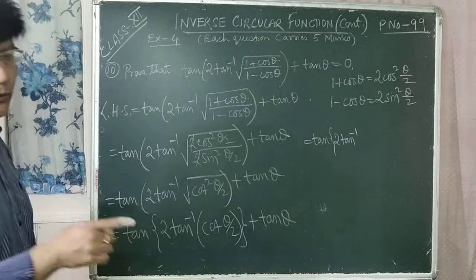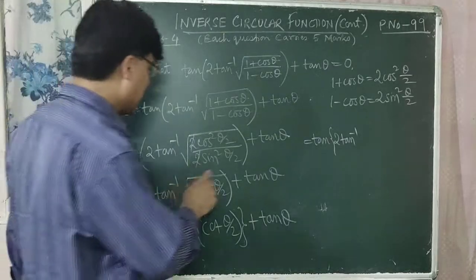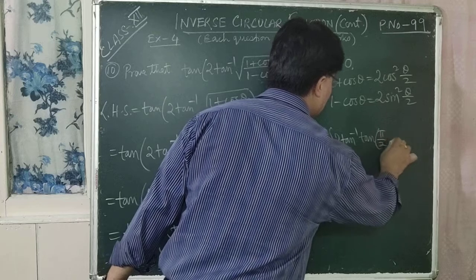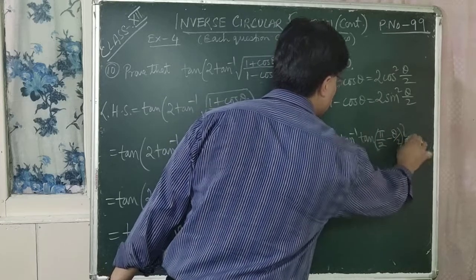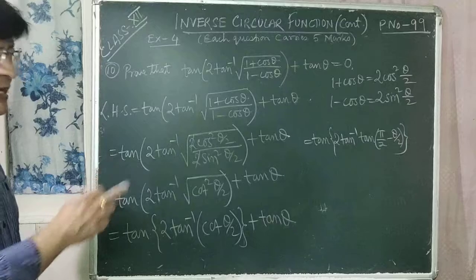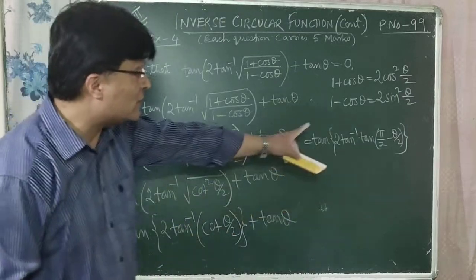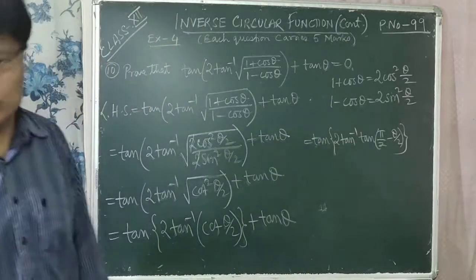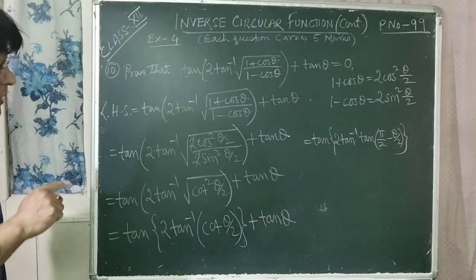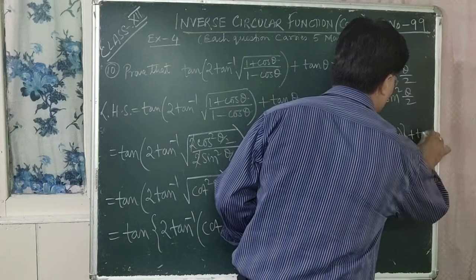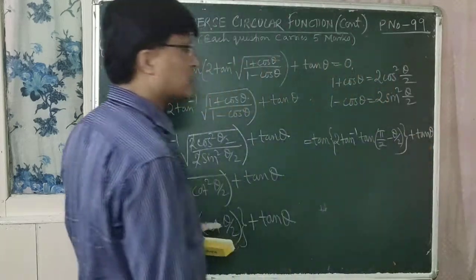What is cot theta by 2 in terms of tan? In this case, you should write tan of pi by 2 minus theta by 2. That is tan 90 minus theta is cot theta. So what is the formula for cot theta by 2? It is tan pi by 2 minus theta by 2. Is that clear? First bracket close, second bracket close, then tan theta remains same. Then write down plus tan theta.